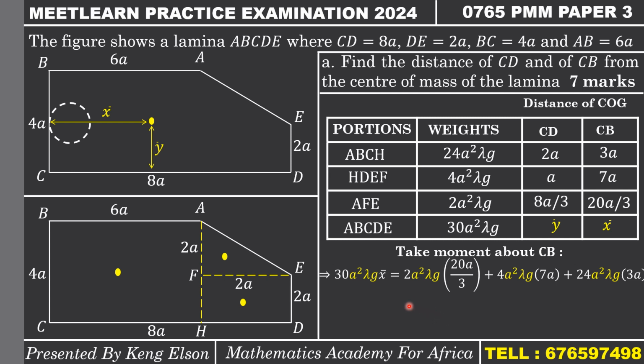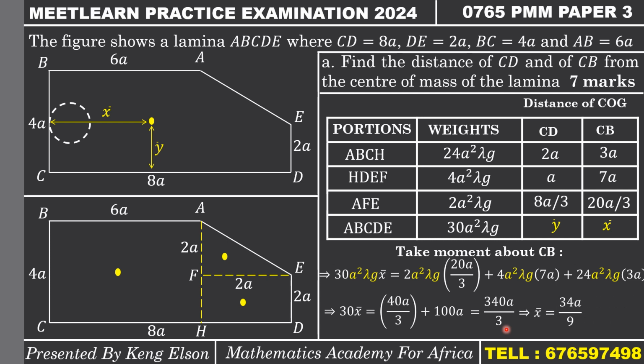Now a squared lambda g will strike off all through. Here we are going to have 40a over 3. Here we have 28a plus 24 times 3. 24 times 3 is 72. So 28 plus 72 gives you 100a. So at the end of the day, we have 30x bar to be 40a over 3 plus 100a. The LCM and everything will give you 340a divided by 3.